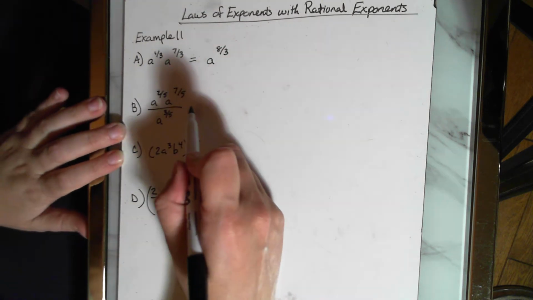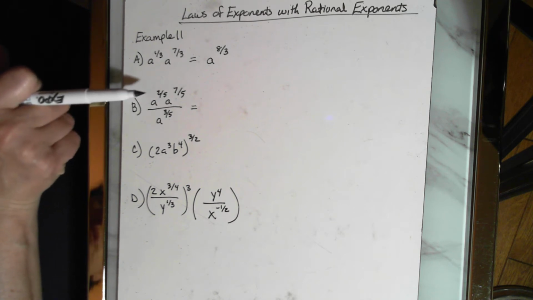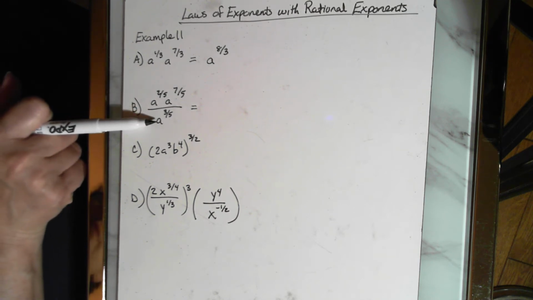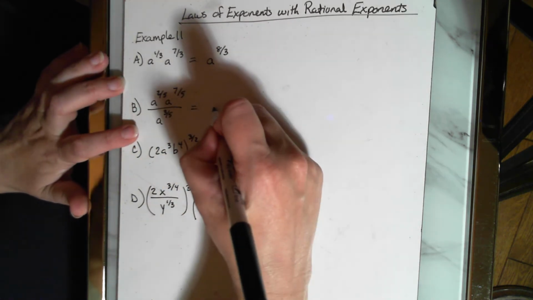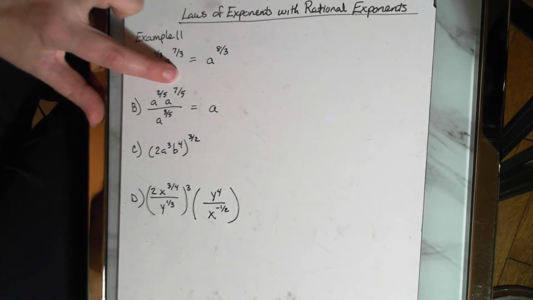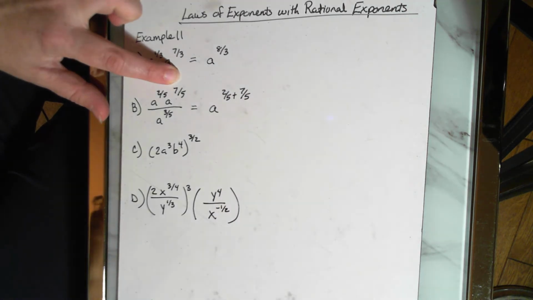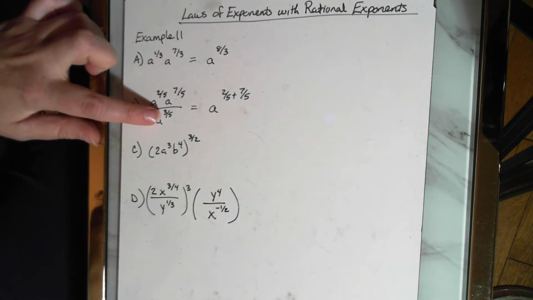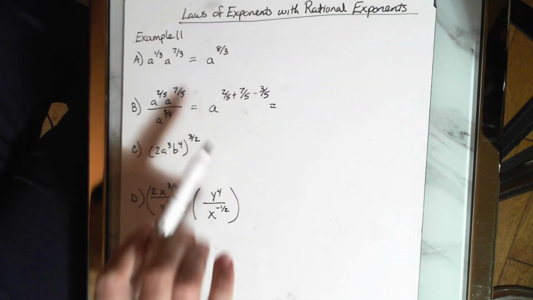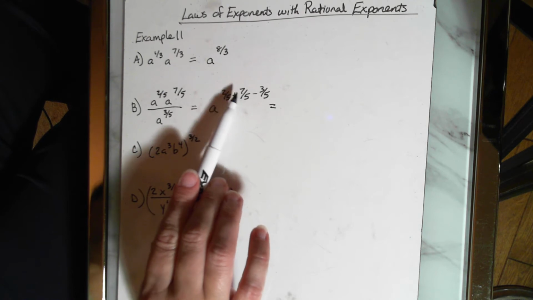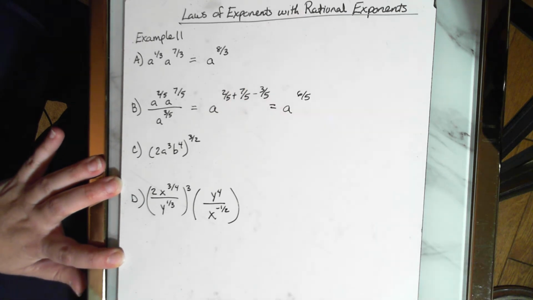In part B, there are actually two operations I need to do. Right here, this is multiplication, so I should add those exponents, and then this is division, so I have to subtract this out. So I'm going to have my variable a. I'm going to add these two, so I have 2/5 plus 7/5. And then I have to subtract out this one because it's in the denominator. So minus 3/5. If I simplify this, 2 plus 7 is 9, and 9 minus 3 is 6. So this is a to the 6/5.